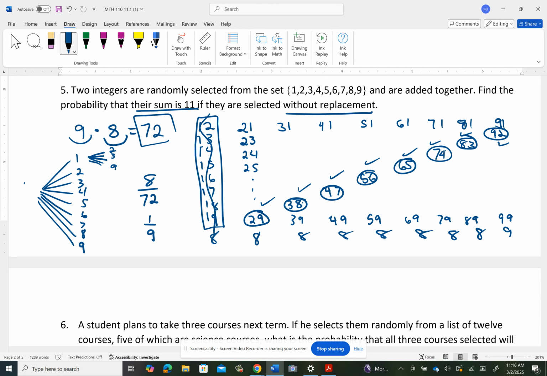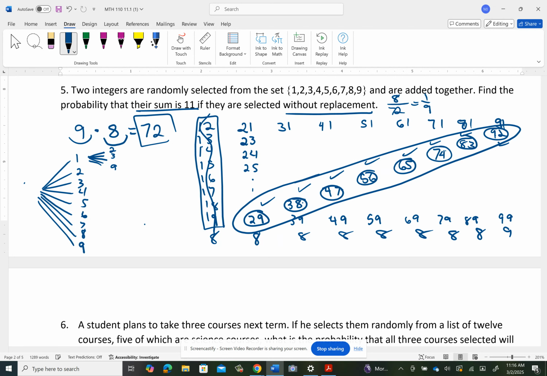Now, if I wanted to do it without looking at that whole list, let me write that over here. To get the answer, I could have been thinking that there are 8 outcomes that would add up to be 11 out of the 72 outcomes, and then simplify it. To come up with these guys right here without actually drawing this out, I could have just thought about the fact that 2 with 9, 3 with 8, 4 with 7. I could have thought about that.